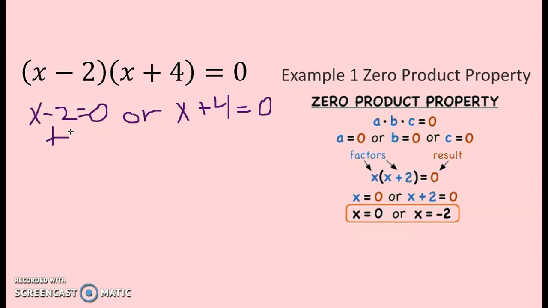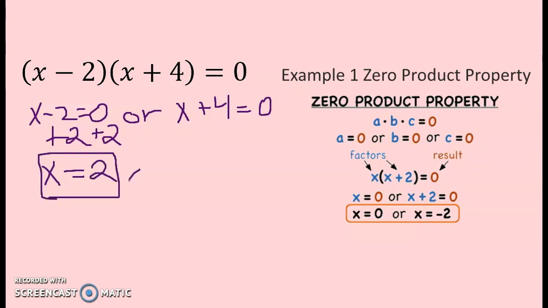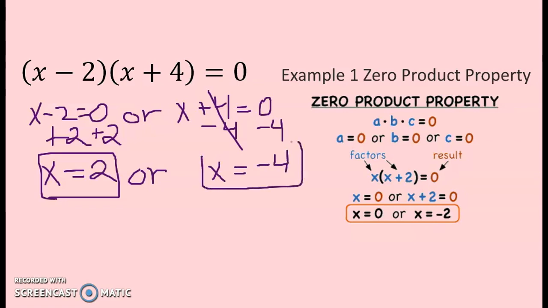To get rid of this minus 2, we're going to put a plus 2 on each expression. -2 plus 2 is 0. So x equals 0 plus 2, which is 2. Now let's solve the other equation. X plus 4 equals 0. Subtract 4 from each expression, so we have x equals -4. So our two zeros are x equals 2 and x equals -4.